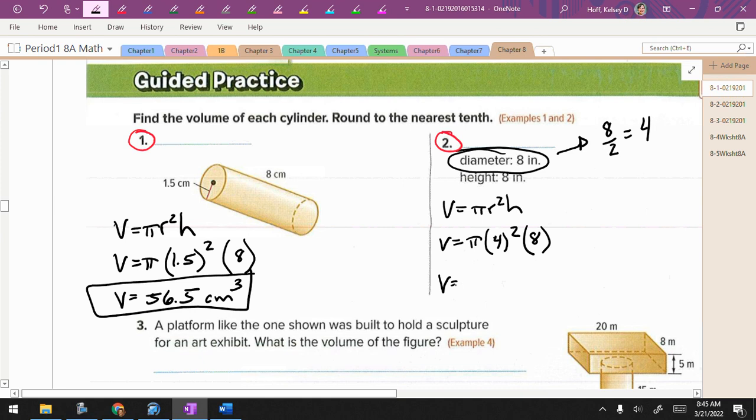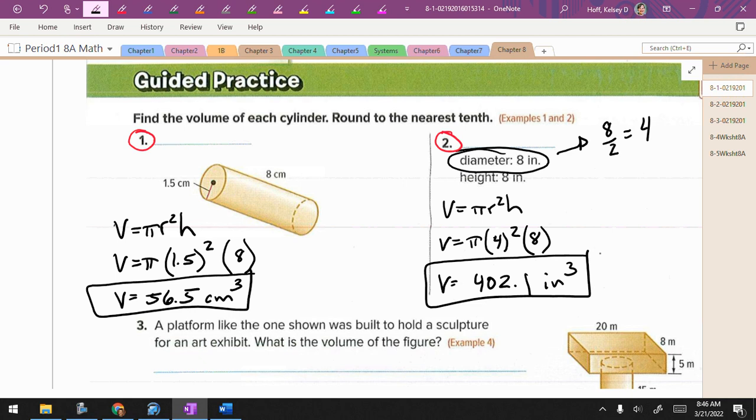When I type that into my calculator, what do I get? What'd you get? 402.1. Yes. Label. Inches cubed. Inches cubed. Pay attention to that word diameter.